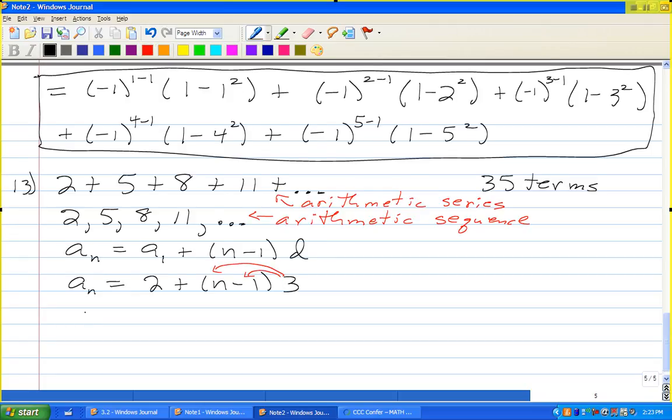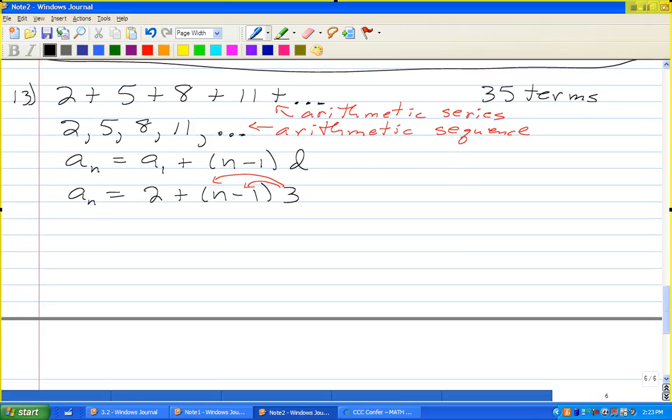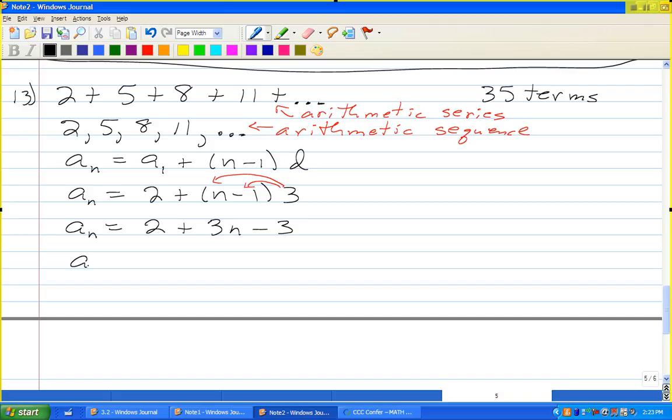And so I get a sub n is equal to 2 plus 3n minus 3. So a sub n is equal to 3n minus 1. Okay, so now I can write this series from above as the sum.